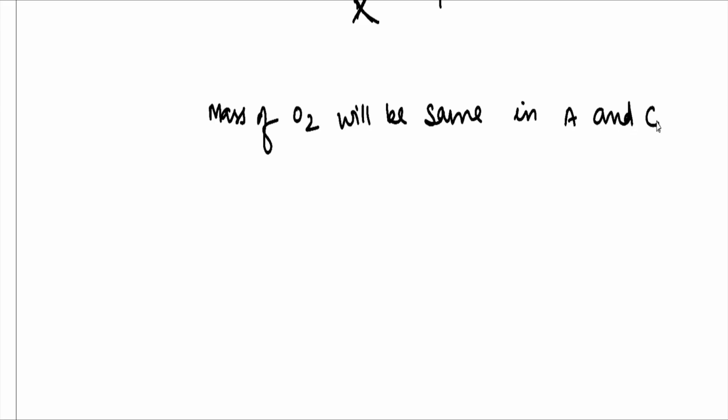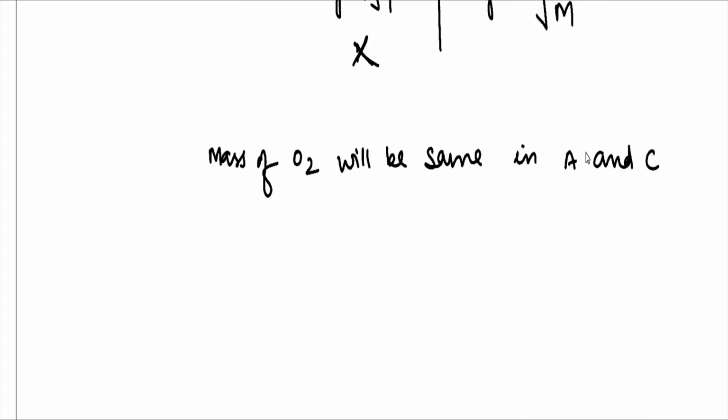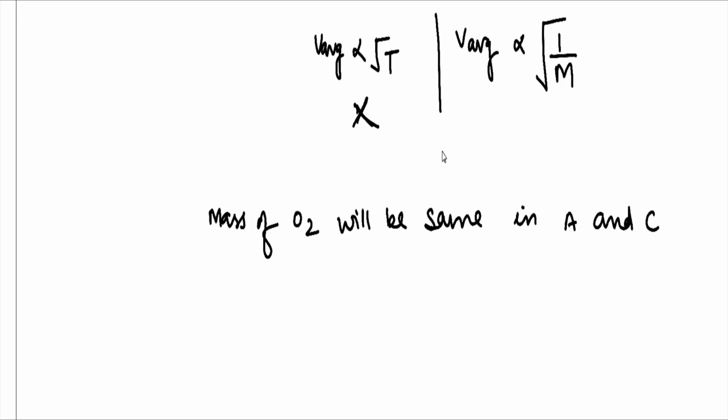Now it is given that the mass of O2 will be the same in A and C, because in the question they are giving that vessel C contains the same amount of oxygen as vessel A contains. That means the mass of oxygen in vessel A is equal to the mass in vessel C. That means when mass is the same, our average velocity is also the same. V average of O2 in vessel C is equal to V average of O2 in A. So this is our answer. Okay, thank you.